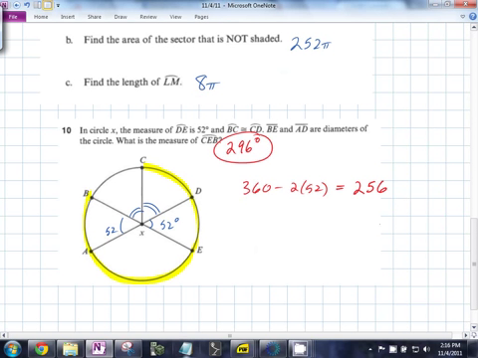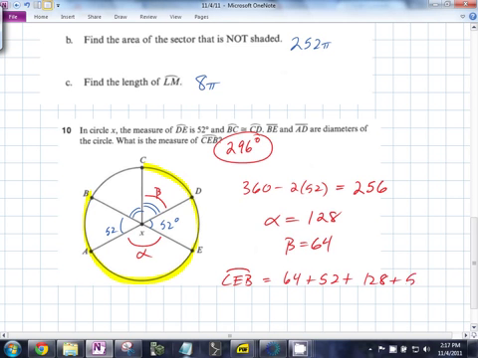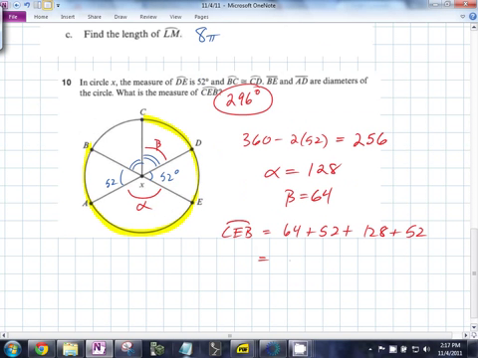256. So therefore this is, so we'll call that angle alpha. Alpha is equal to what? 128. Okay, so that's equal to 128. So therefore beta is equal to 64. So therefore CEB, the arc length here, is going to be equal to what? 64 plus 52 plus 128 plus 52. And what's that come out to be?